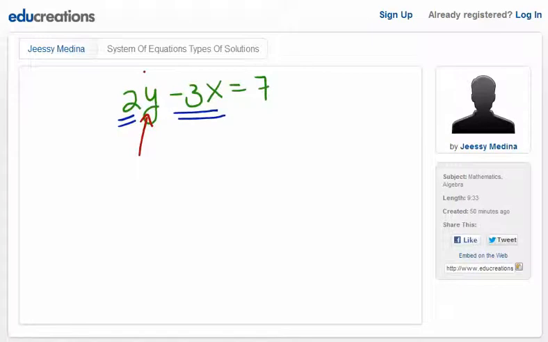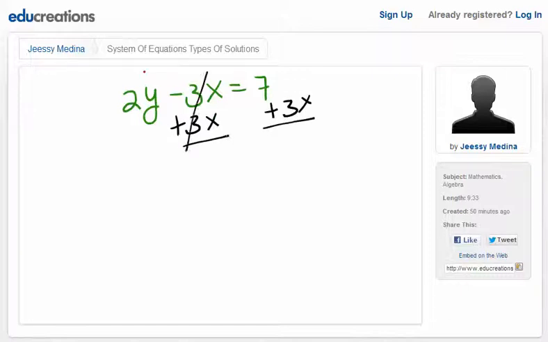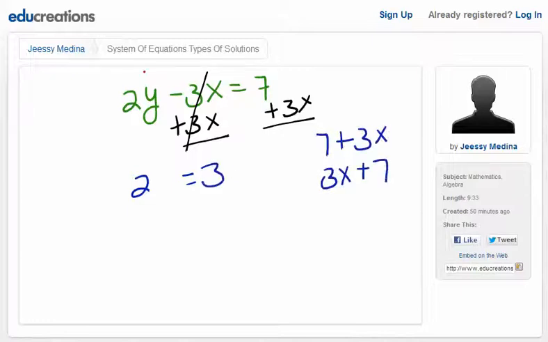What's going to go first? That which is farthest away from the y. So the minus 3x is the one that has to go. Okay? So you're going to add 3x to both sides. That crosses out. And you're left with 2y equals, remember what I said, this can either be 7 plus 3x or 3x plus 7.